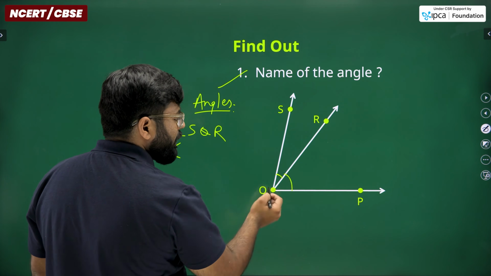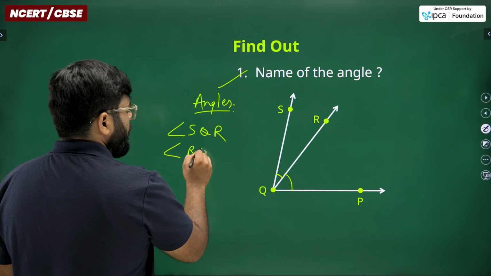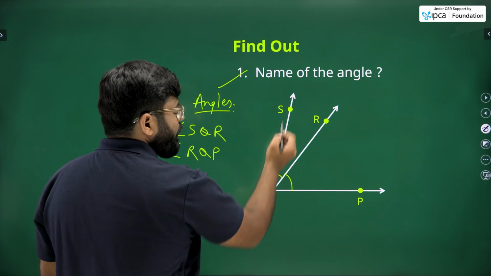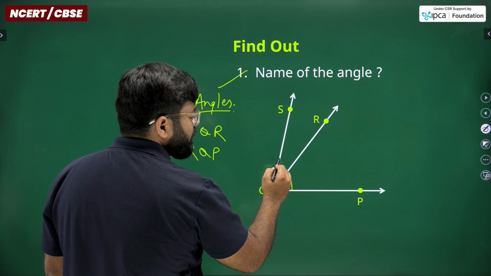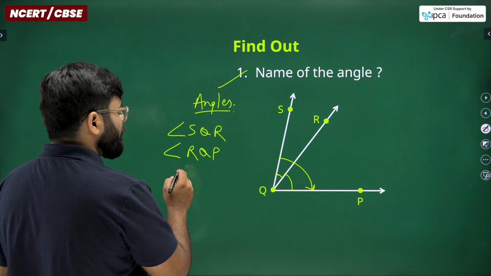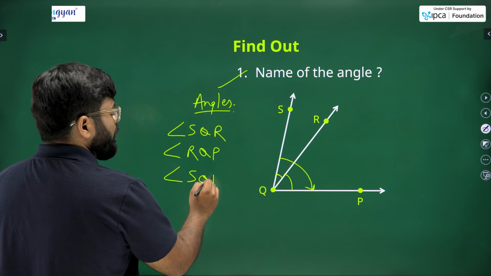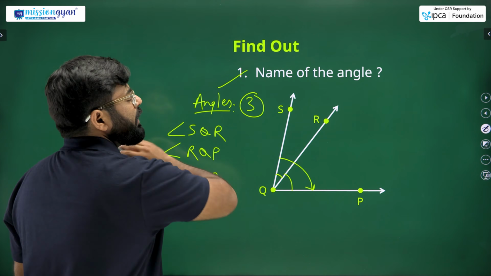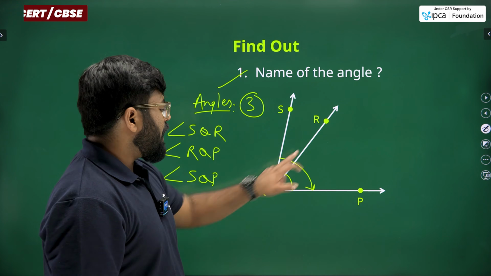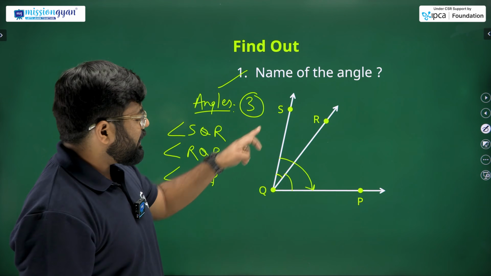So we can say RQP is an angle. Is that clear? And the last one is, we can say that QS and QP is a ray. So the distance between QS and QP, this whole part, is also known as an angle. So we can write SQP. So basically we have got three angles from the following figure, that is angle SQR, angle RQP and angle SQP.